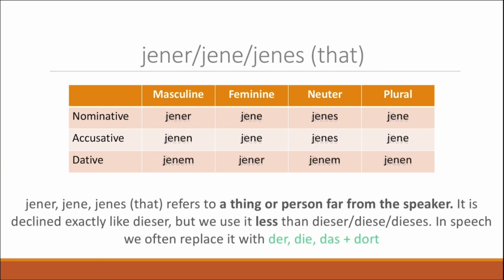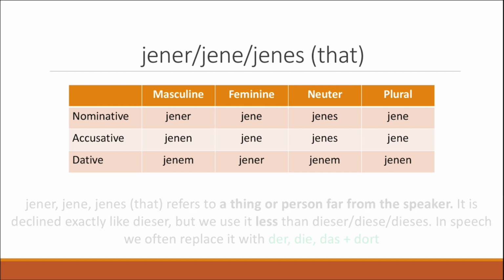Now, the second demonstrative pronoun we have in German is jener, jene, and jenes, which corresponds to that or those if we have a plural. And it refers to a thing or person far from the speaker. Now, it is declined exactly like dieser, but in German we use it less than dieser, diese, and dieses, so it's not used that much. And in speech, we often replace it with der, die, das, and then dort. In 1 second, you're going to see an example with that.